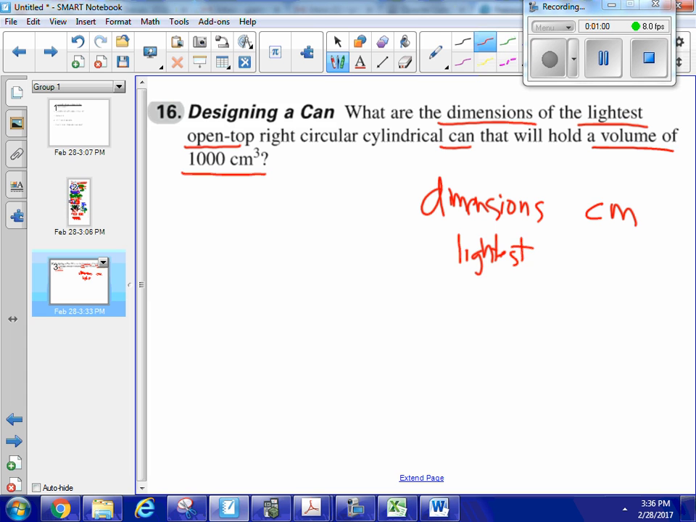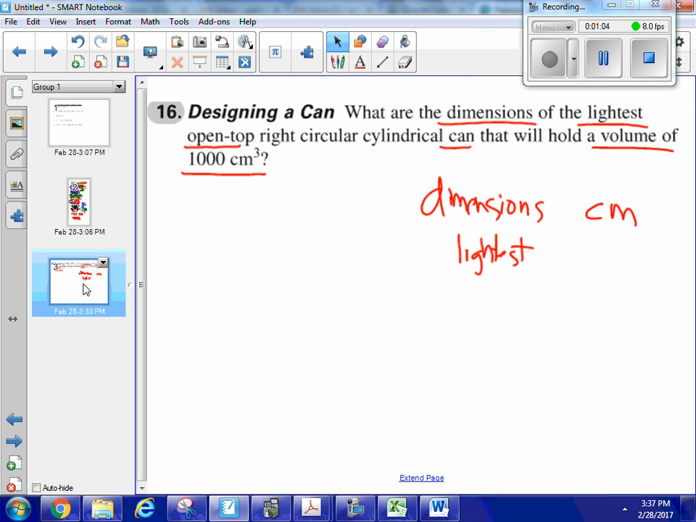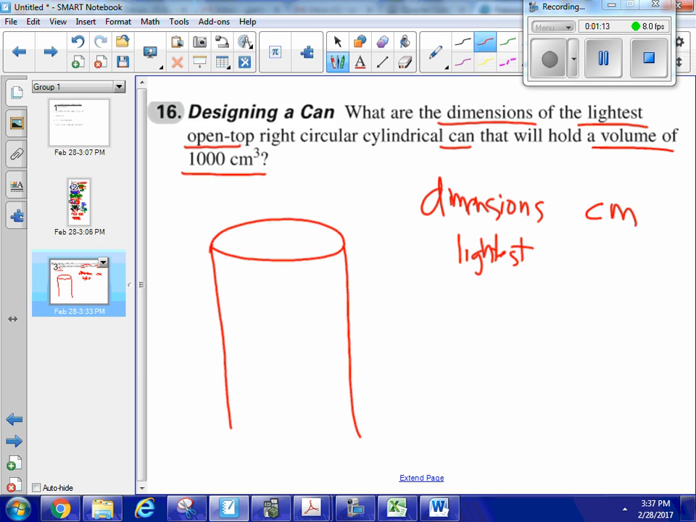So now I go to the next step, draw a picture. All right, I can do this. I can draw a picture. Here is my can. Let's make the bottom here so that you can kind of see it too. Not bad. There's my can.